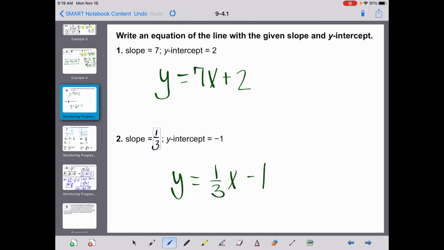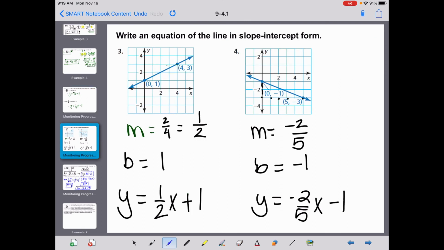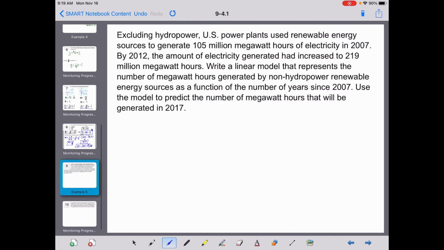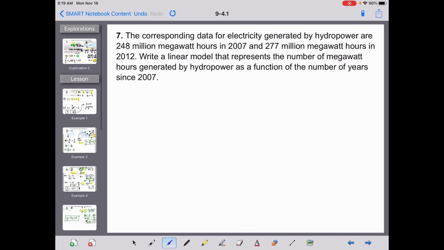All right, so here's your answer for number 1 and number 2. Here are your answers for 3 and 4. 3x minus 2 for number 5. And y equals negative 1/4 x plus 9 for number 6. Again, number 9 and 10 applications will be nice little word problems for us.